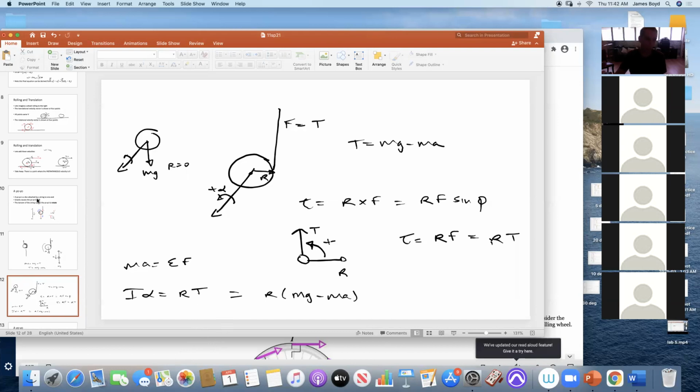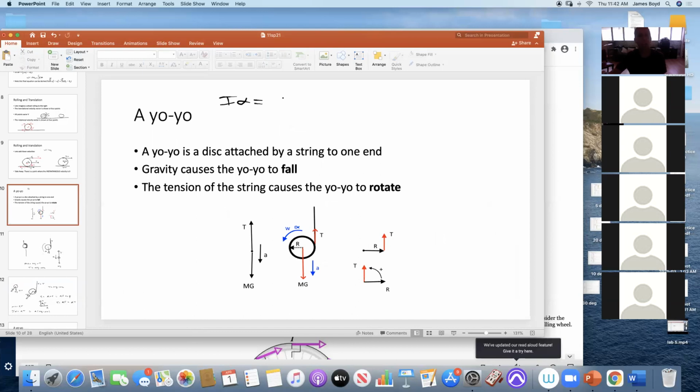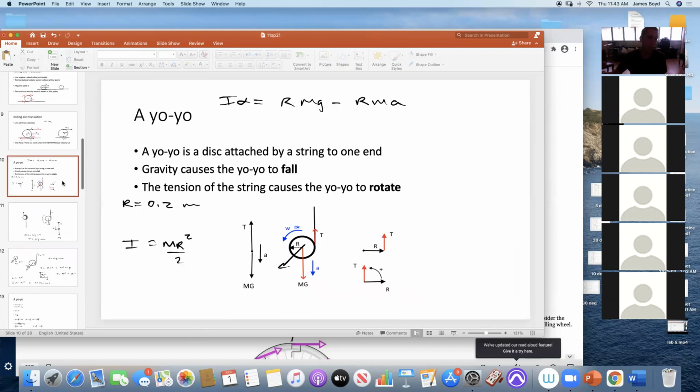And so what we're left with is I alpha equals R times mg minus R times ma. And we have alpha and a. If I gave you R, you would know I, because this is a disk rotating through its center. If you look on that page 274, for a solid disk rotating through its center, I is mr squared over 2. So we know I, we know R, let's say we're given R is 0.2 meters, 20 centimeters. We know g, and the mass of this thing is, let's say, 2 kilograms. We then have two things that we don't know. We have alpha and a.